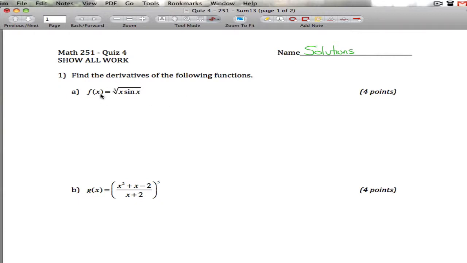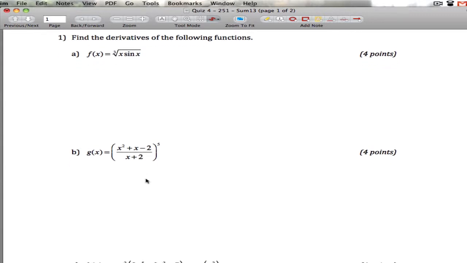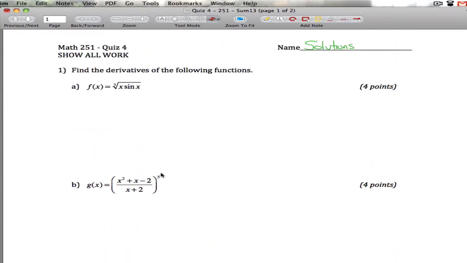Alright, here are quiz 4 solutions for Math 251. In the first problem, we're given 3 different functions and asked to find their derivative. I think we'll have to use the chain rule, or at least it'll be easiest to use the chain rule for all 3 of these.